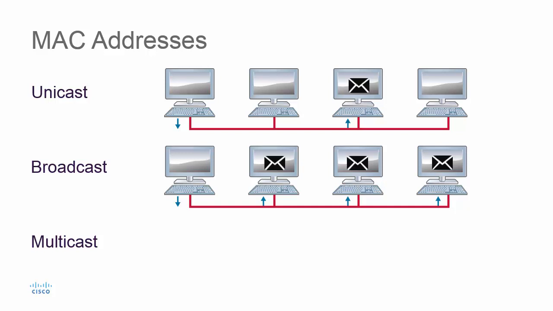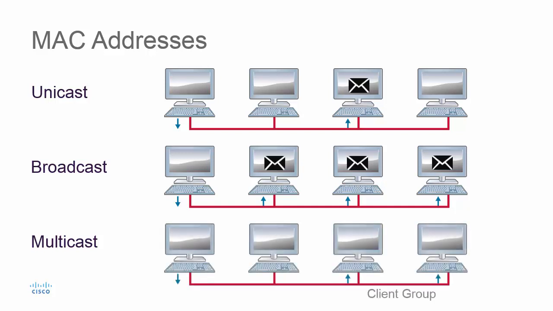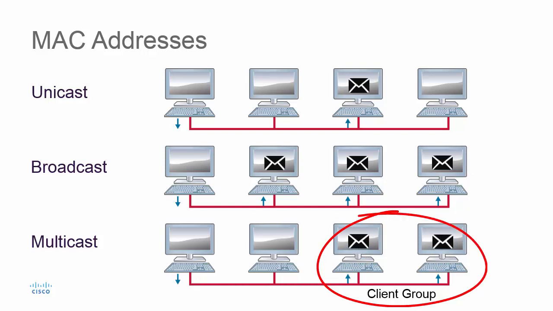The last type of communication is called multicast. In multicast communication, information is sent to a specific group of devices or clients. So, if you send information to a client group, only the clients that are members of that group receive that traffic, and the ones outside that group do not get that traffic.